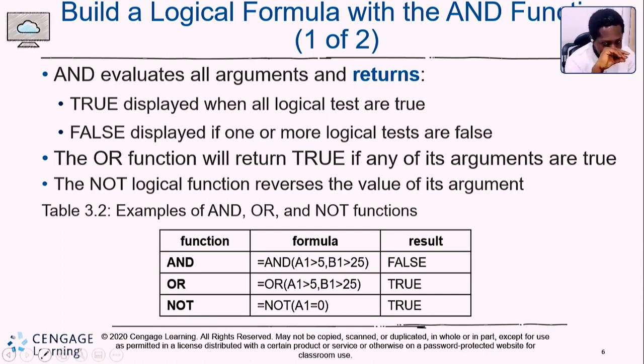The OR function will return TRUE if any of its arguments are true, and the NOT logical function will reverse the value of its argument. So these are some of the examples between these three key things.